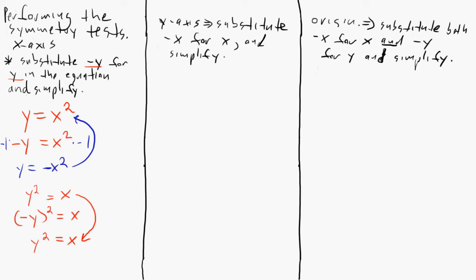Now in the case of y-axis symmetry, to do the test, I substitute opposite x wherever there's an x. Let's do this one again, y equals x squared. The y stays the same, and opposite x goes where the x is. Negative times negative, still positive. y is equal to x squared. You can see that the resulting equation here is the same as the original equation, so we would write, yes, it has y-axis symmetry.